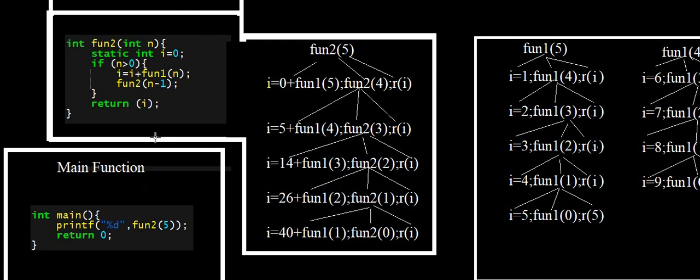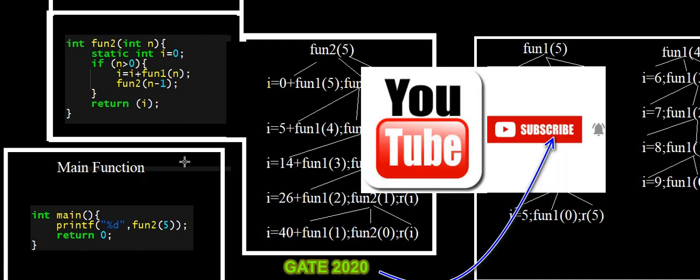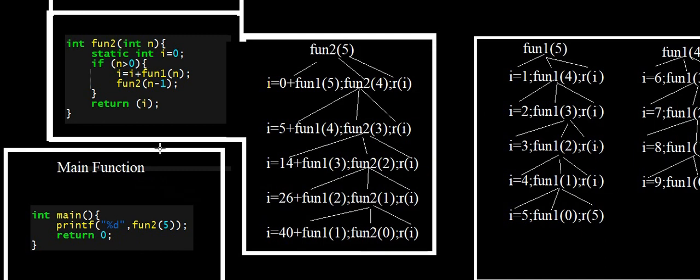So let's discuss this question now. In this question we have to figure out the output of the following code. We generally start from the main function. It says printf %d function 2 of 5. So first we go to function 2 and put 5.